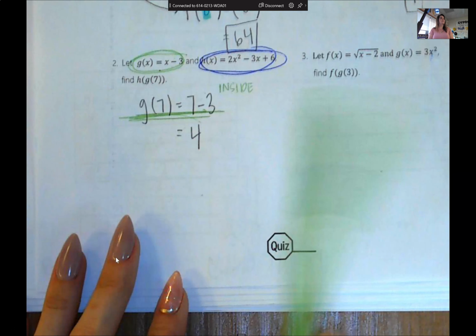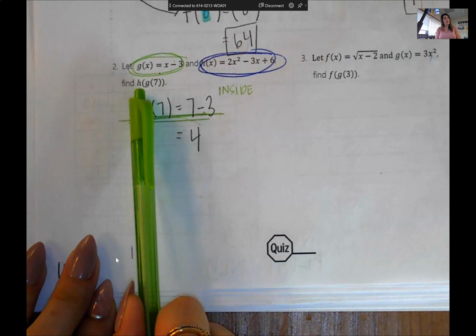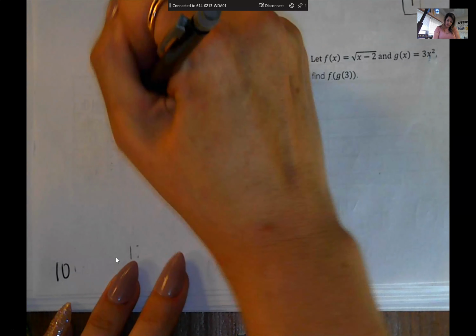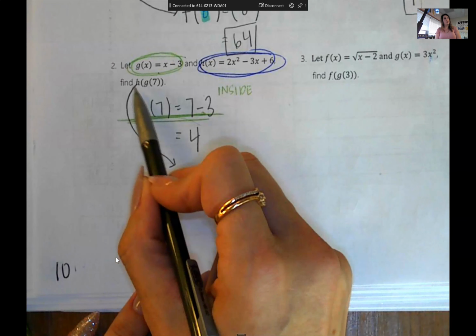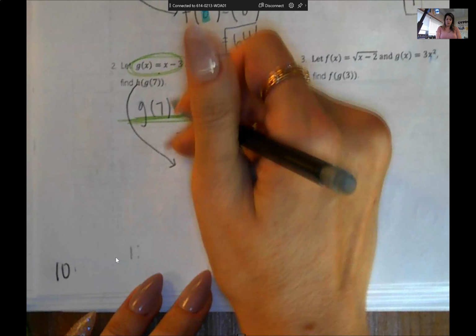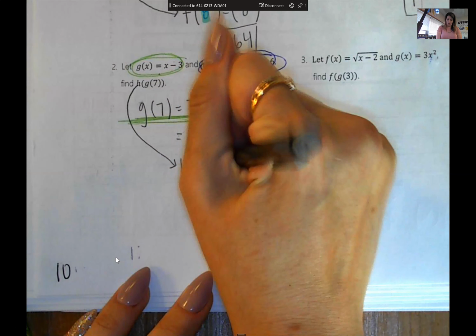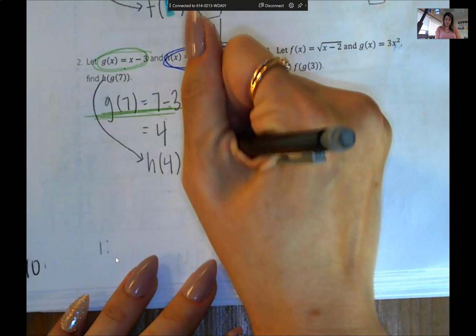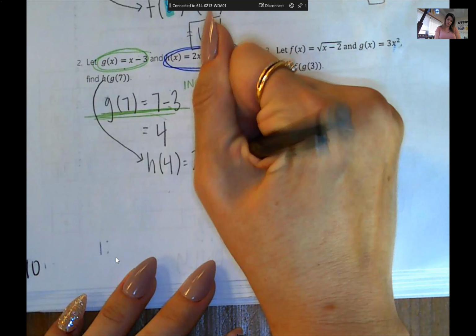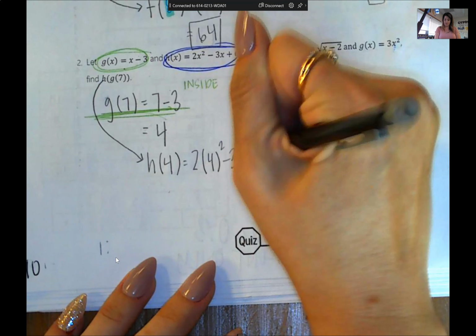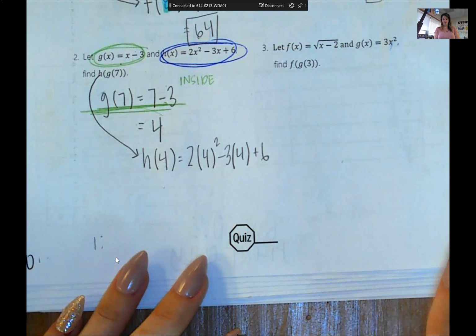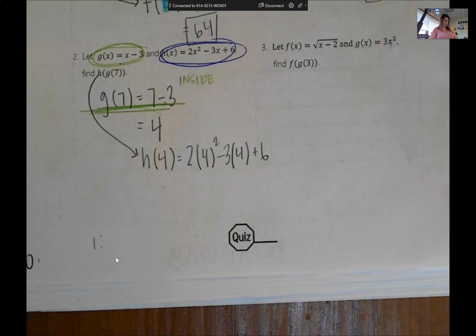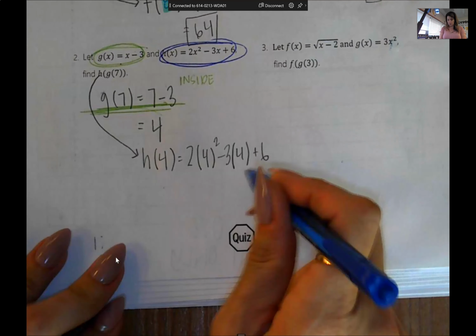What was it inside? H. See how H is hanging out there on the very outside? So we're going to bring H down. He's like the bread in our sandwich. We know we have to put 4 in the sandwich. Well, H is the bread. It goes on the outside. So H of 4. Okay, well that's going to be 2 parenthesis 4 squared minus 3 parenthesis 4 plus 6. So that is now the function that I highlighted in blue.